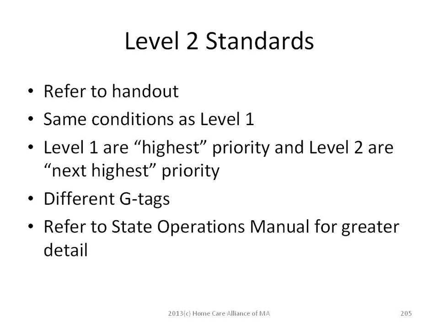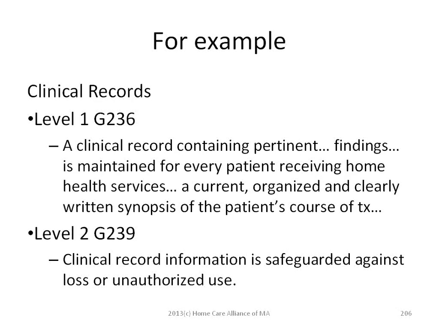Now, I'm going to give you an example of how the Level 1 and Level 2 standards relate to each other. Keep in mind that the surveyor is initially going to focus on the Level 1 standards, and if he or she finds a problem in that area, then they would move to the Level 2 standard. For example, Level 1, G-Tag 236: a clinical record containing pertinent findings is maintained for every patient receiving home health services. A current, organized, and clearly written synopsis of the patient's course of treatment. That is the Level 1 standard.